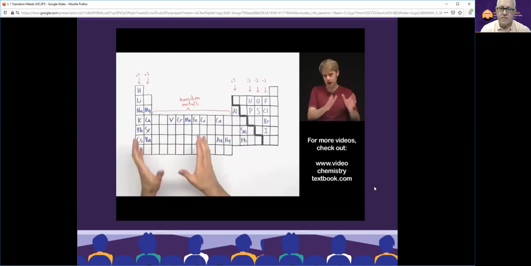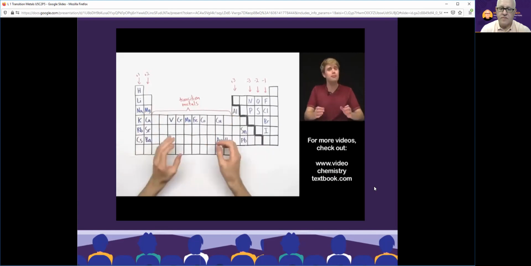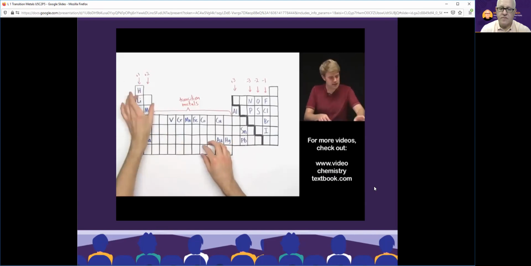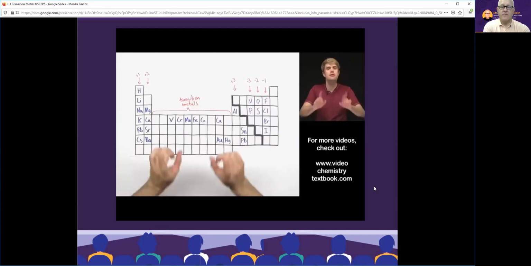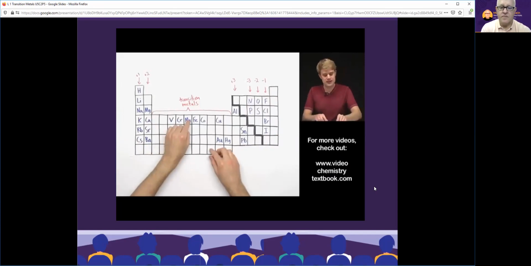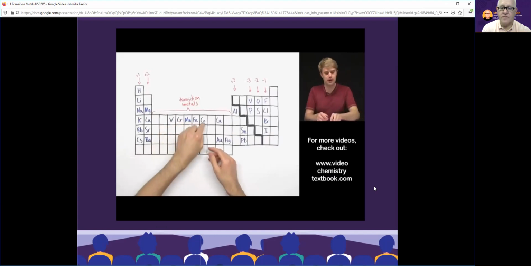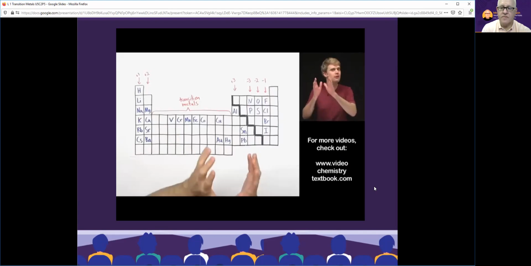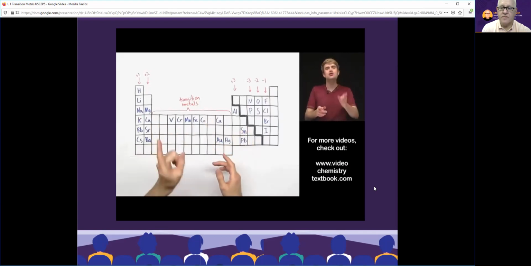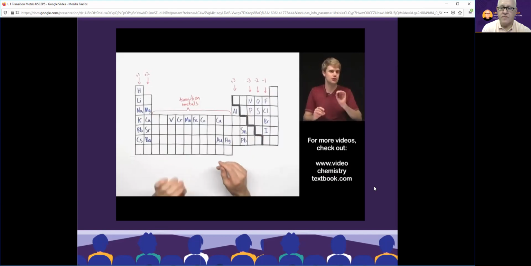Now, for ionic bonding and ionic formulas, transition metals are a little bit different from the elements here and here on the periodic table. This is the reason why. Many of the transition metal elements are able to make more than one type of ion, and each one of these types of ions has a different charge. Let me show you what I mean.